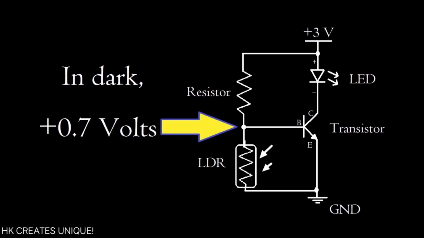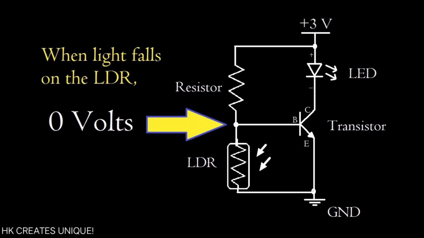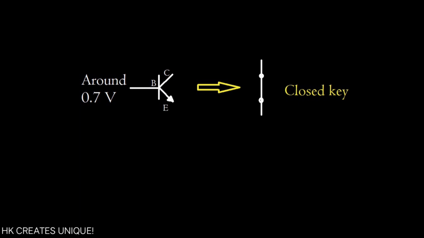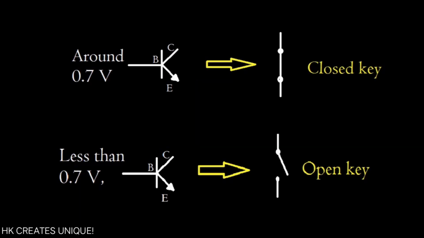So in dark, the voltage at this point is positive 0.7 volts, and when light falls on the LDR, the voltage at this point becomes almost 0 volts. We know that a transistor acts like a closed key only when its base voltage is around positive 0.7 volts. If it gets less than positive 0.7 volts, the transistor acts like an open key.